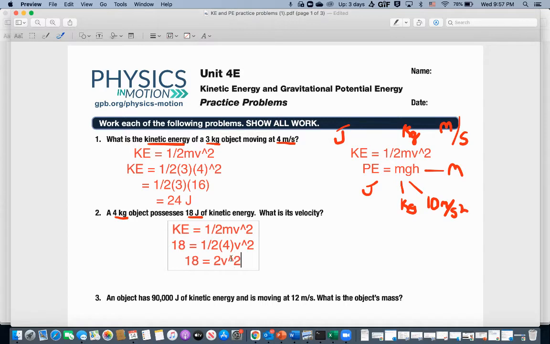V squared. I need to get v squared still on its own. So get rid of this 2, divide both sides by 2. So 18 divided by 2 is 9. 2 divided by 2 is 1. So this just becomes v squared.